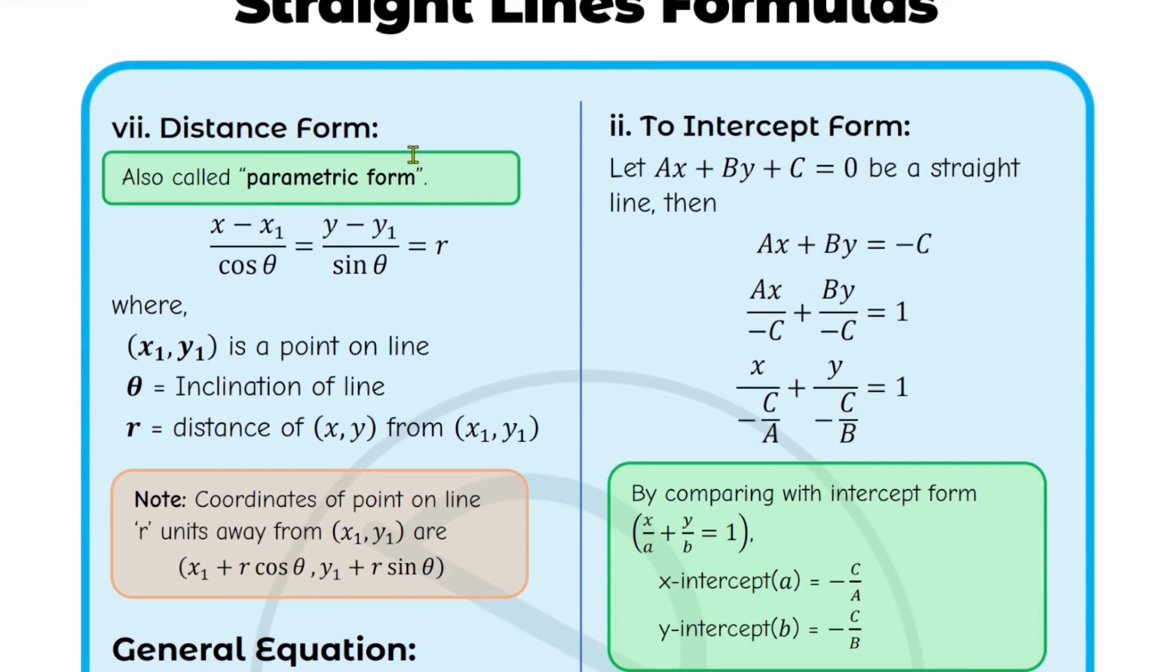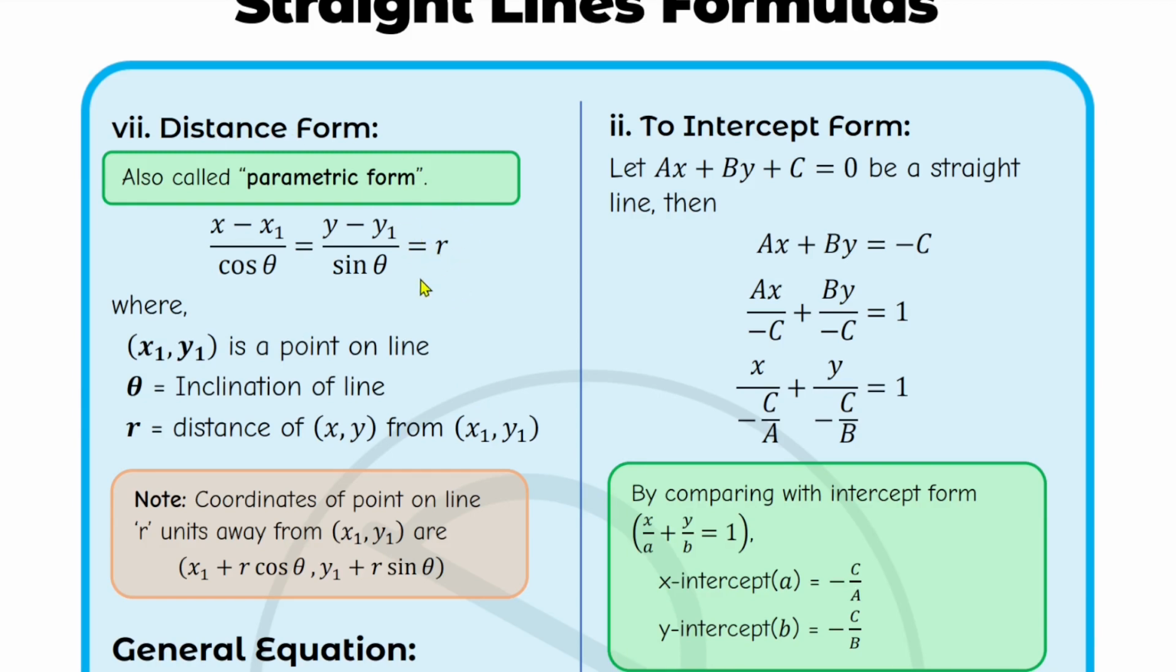And then we have the distance form or the parametric form. This is given by (x minus x1) by cos theta is equal to (y minus y1) by sin theta is equal to r, where x1 y1 is a point on the line, theta is the inclination of the line and r is the distance of x comma y from x1 comma y1. That is, if you take any point on the line, the distance of that point from x1 comma y1 is given by r. That is why this is known as the distance form.